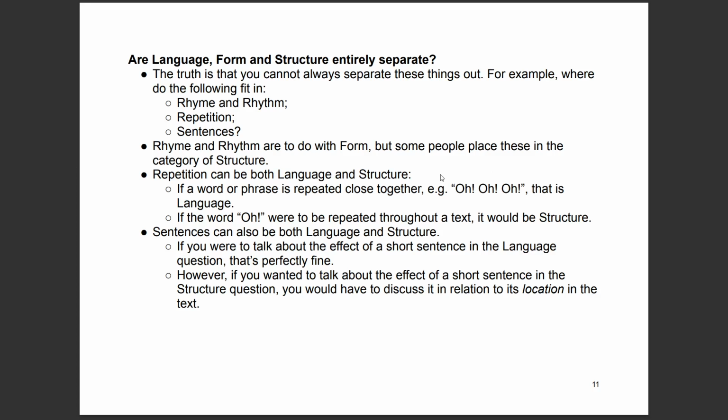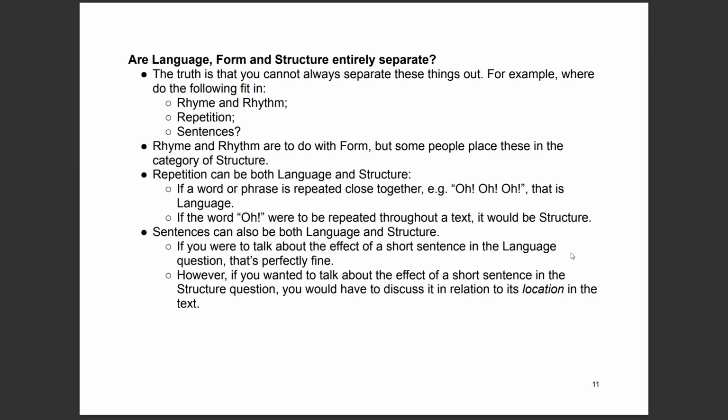Repetition can be both language and structure. If a word or phrase is repeated close together, for example, oh, oh, oh, that is language. If the word is repeated throughout a text, say mentioned at the beginning and in the middle and then towards the end, it would be structure. Sentences can also be both language and structure.